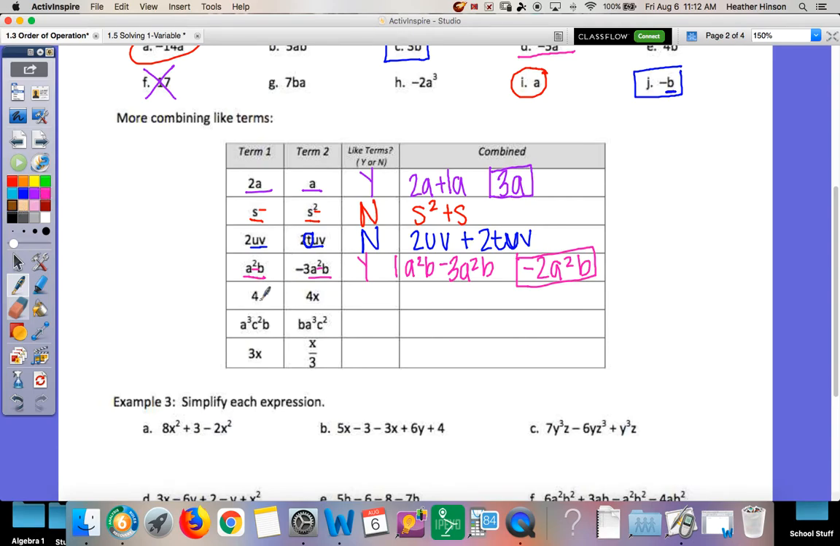Okay, the fifth one. Do we have the same variable with the same exponent? No, because the first 4 doesn't even have a variable. We can't combine those two 4s if they both don't have an x. So we just bring them over.